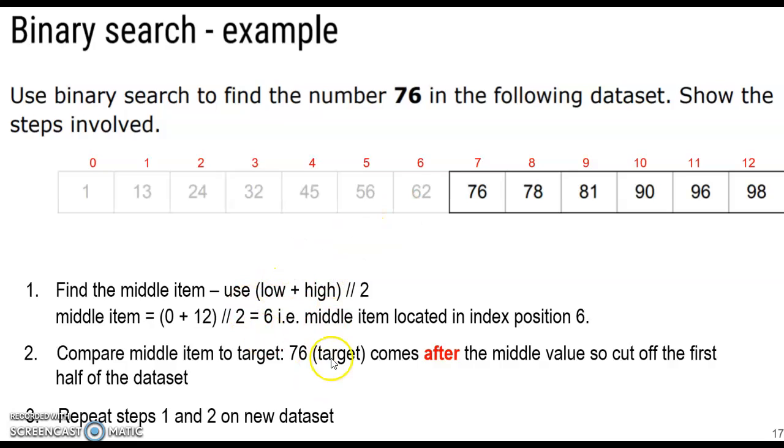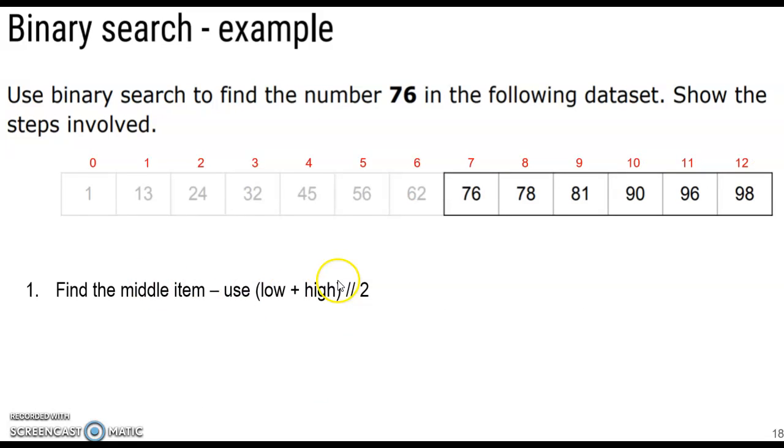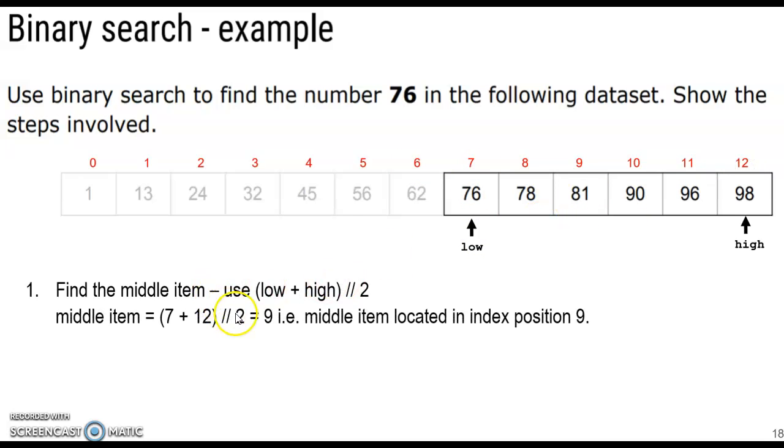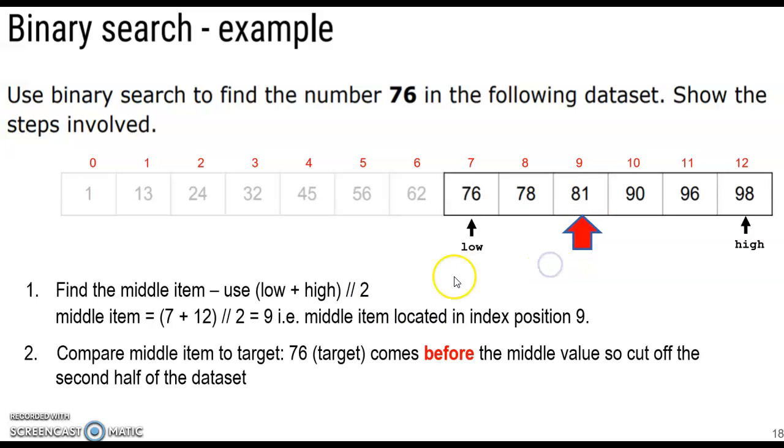So again, we've got to find the middle item here. Use low plus high floor division 2. Low now is, well, when you went in the if statement, you said the mid plus 1. We'll see it again in a bit more detail. It is 7. And the high is 12. 7 and 12 is 19. Floor division 2, so 19 divided by 2 is 9.5. But floor division 2 gives you 9, taking the whole number part of it. So the middle item is located in index position 9 now. And that is 81. And so we compare the middle item to our target, which is 76. It comes after our target. So we cut off the second half of the data set from here to the end.